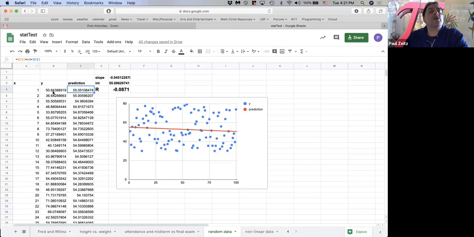actually, no, that's the prediction, sorry. I take a random number between 0 and 1, multiply it by 50, and then I add 30 to it. So the output's going to be a number between 30 and 80, and they're all equally likely. And so there's no rhyme or reason to my XY data. X goes from 1 to 100, and Y is just a random number from 30 to 80.